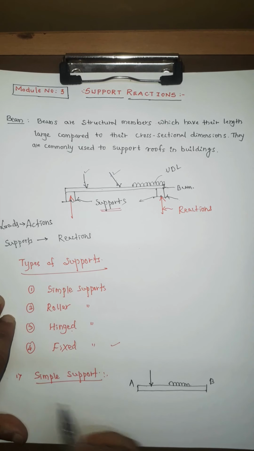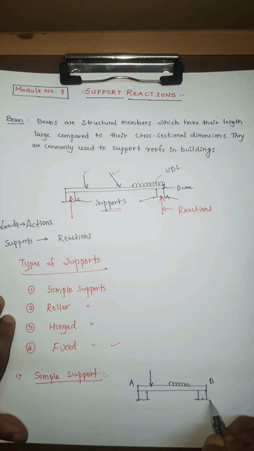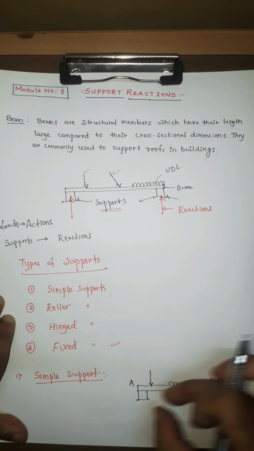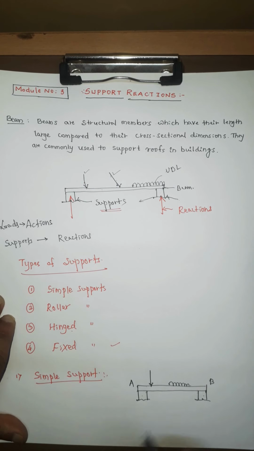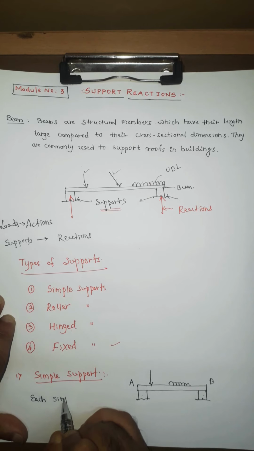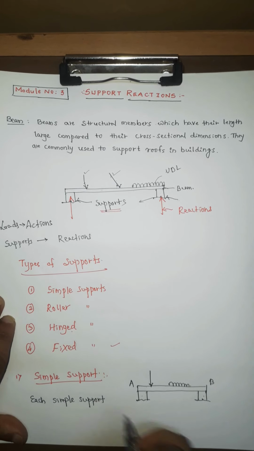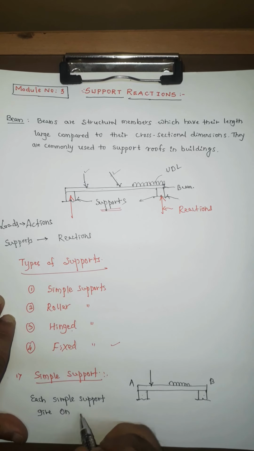Now I'm going to provide a support like this. This is called a simple support. Here also a support, here also one support. As the name indicates, the beam will be resting just over the supports. Remember, each simple support gives one reaction.